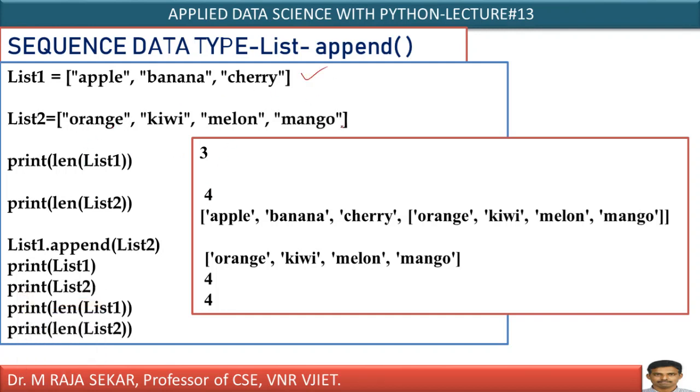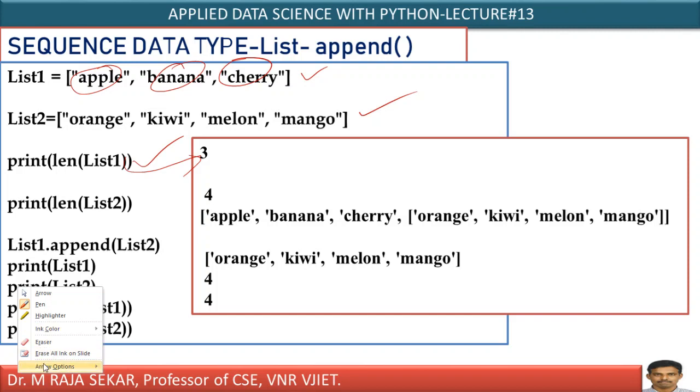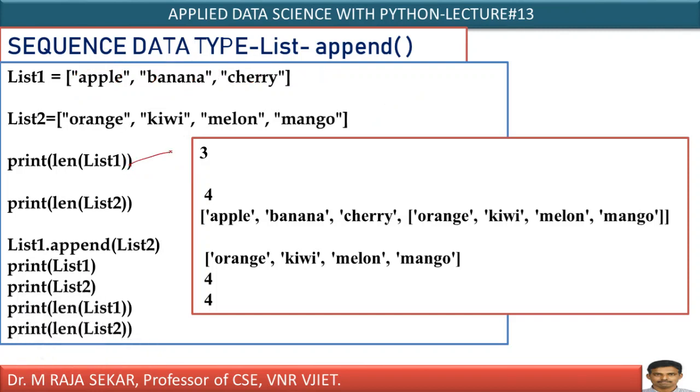Let me discuss something about this append function. This is my list 1. This is my list 2. Print len of list 1. Len means what? Length of the list. What is the length of the list? 1, 2, 3. It displays 3, isn't it? Apple 1, banana 2, cherry 3. How many elements? There are 3 elements. Therefore, that length is 3. Print len of list 2. What is the length of my list 2? 1, 2, 3, 4. Therefore, this length of list is 4.